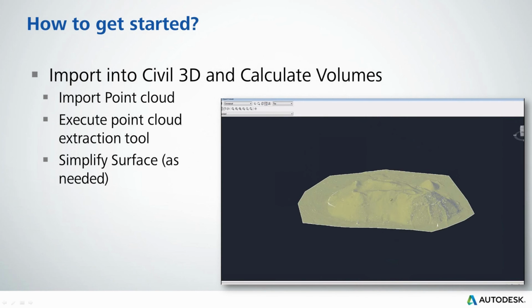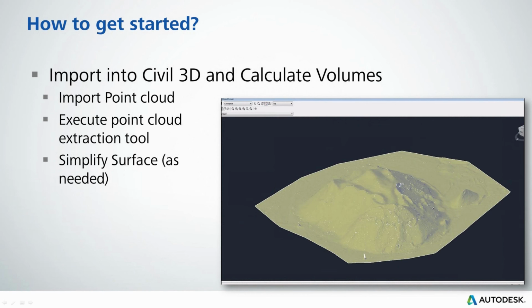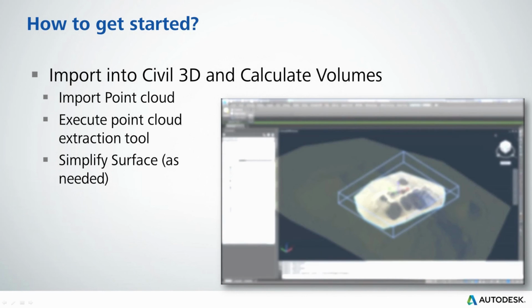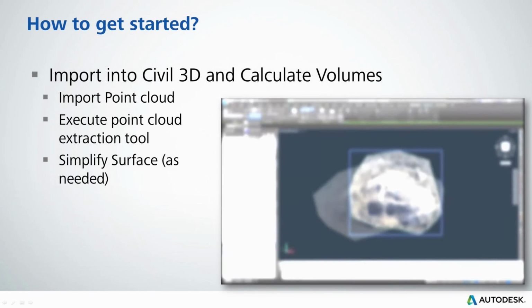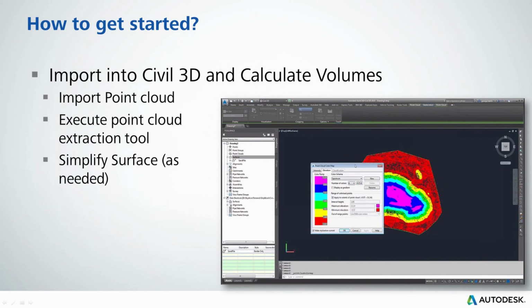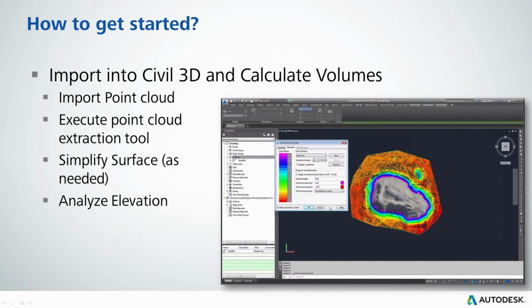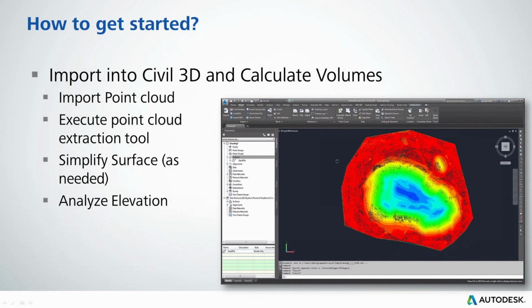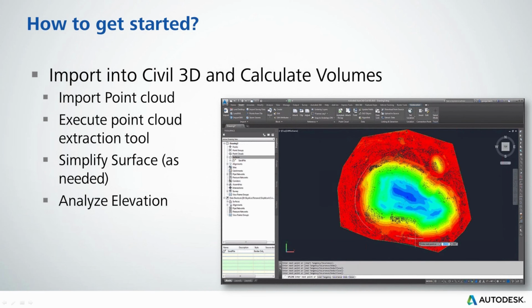And as you can see here, that tin surface is extremely accurate. In fact, it used every single point in the cloud, in this case, to create a surface. If you wanted to, you could simplify that surface in a bunch of different ways, but we chose not to here. Next, I can run elevation banding analysis, maybe on the point cloud or just on the surface. You can do that in multiple different ways.